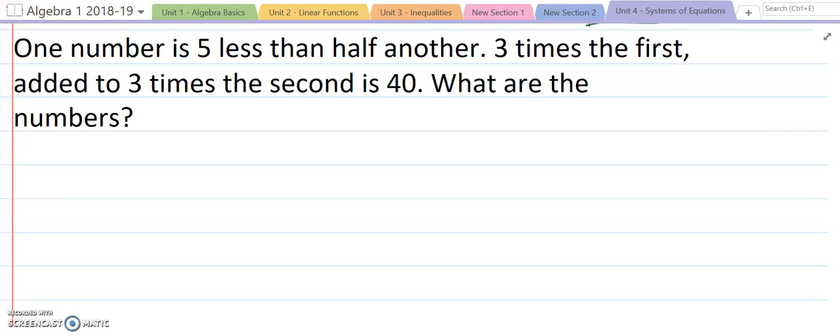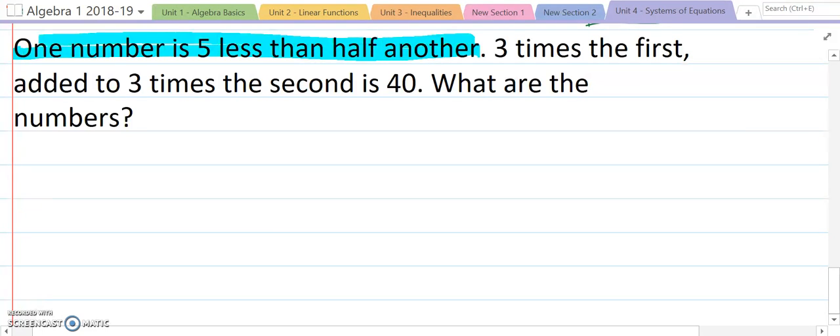One number is 5 less than half another. That is an entire sentence. I'm going to leave it there. 3 times the first is added to 3 times the second. And I get 40. And I want to know what the numbers are.